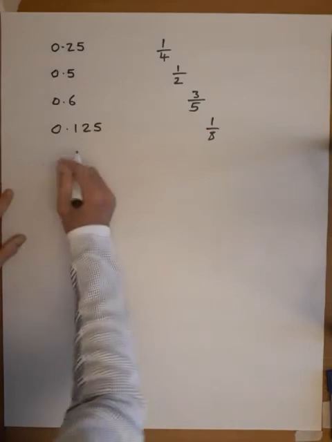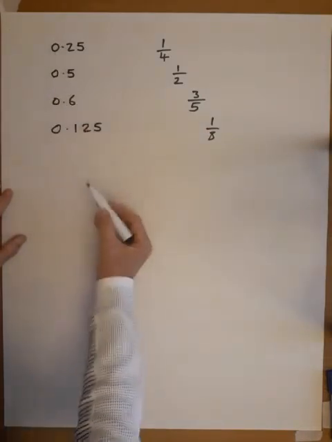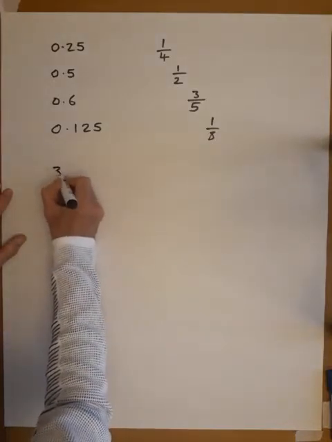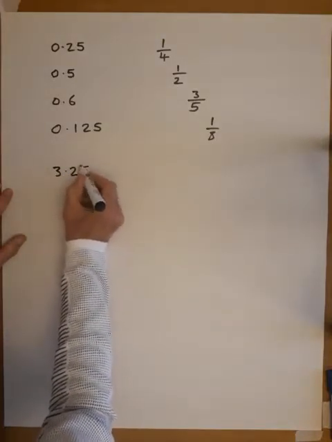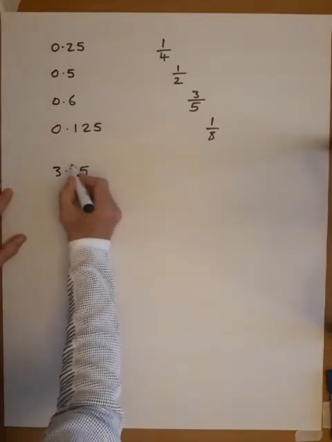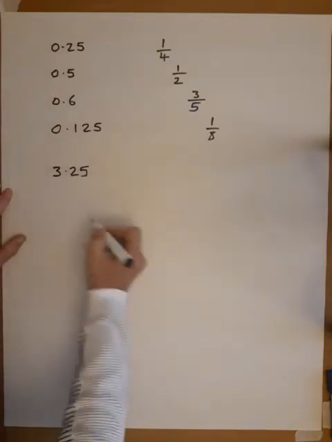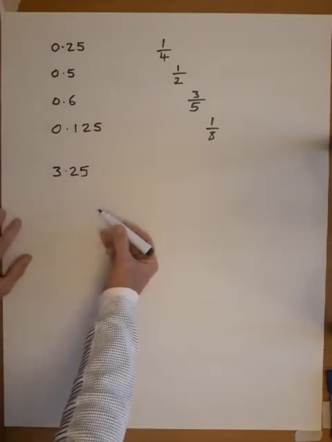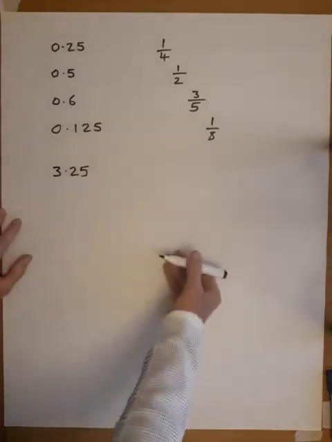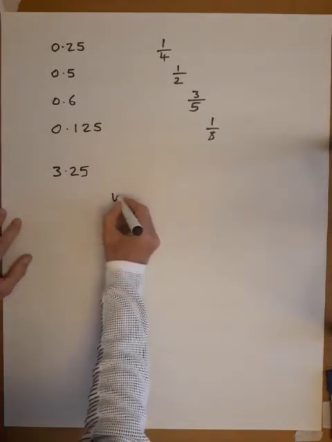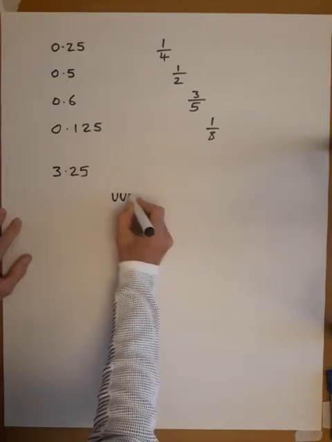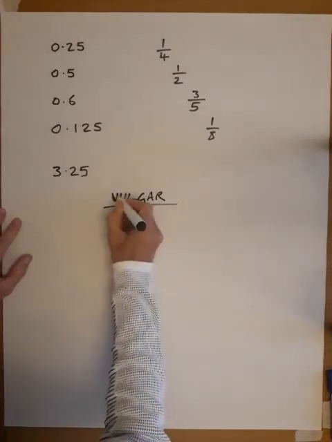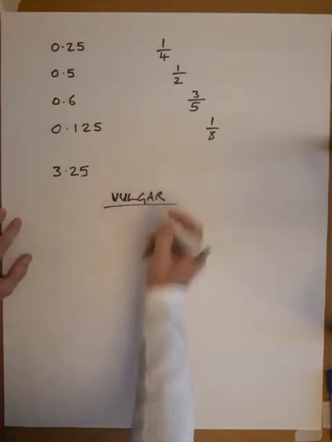We could have a mixture of whole numbers with a fraction at the end of it. So, for example, we could have 3.25. So this is not a whole part, but these are three whole parts. We're not too bothered about that at this moment in time. This section of your course is concerned with vulgar fractions. There we go. Would help if I could write.